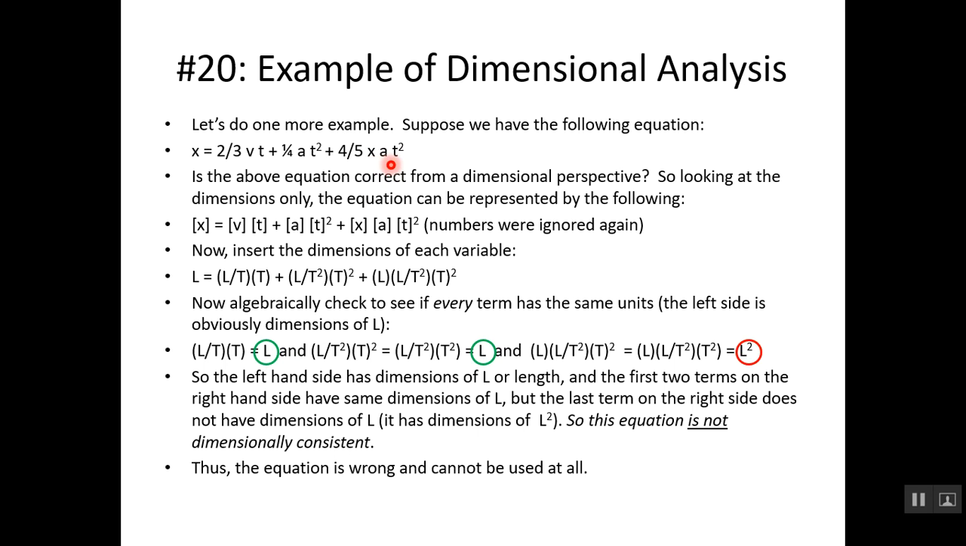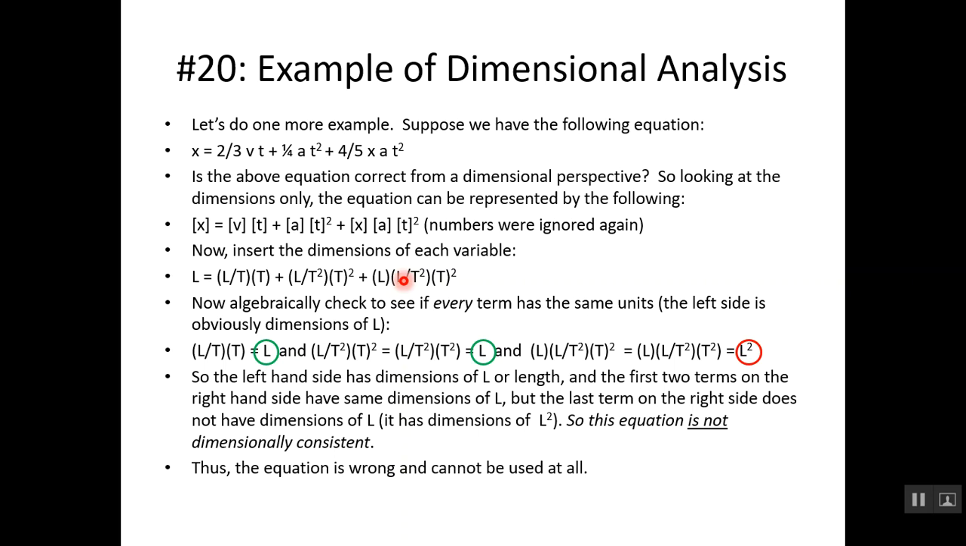This one has dimensions of x times the dimensions of a times the dimensions of t squared. Again, I'm just following the equation. The dimensions of x is L. The dimensions of a is L over t squared. The dimensions of t is t, but you're squaring it because it's t squared. So what do you get when you simplify this? You get L times L, which is L squared, divided by t squared times t squared, which gives you what? Nothing. It just cancels out, so it gives you L squared.